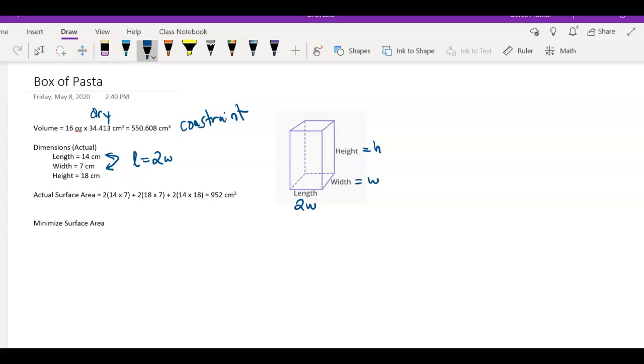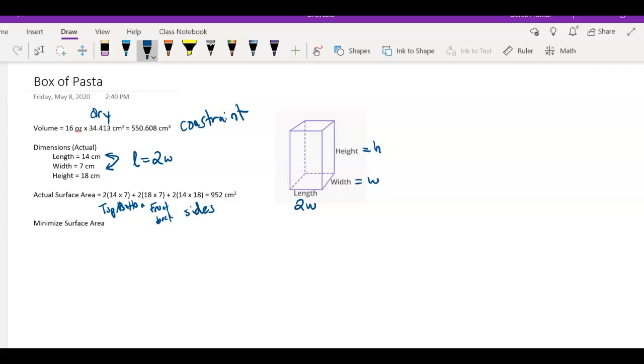Now the surface area, there are 6 sides to the box. There are the top and the bottom. There's the front and the back. And then there's the sides. There's 2 of each, so that's why there's a 2 in front of each of these areas. So the total surface area of the original box is 952 centimeters squared. But we want to see if we can make that smaller, so we're going to use our constraint to find out if we can in fact make a smaller box.